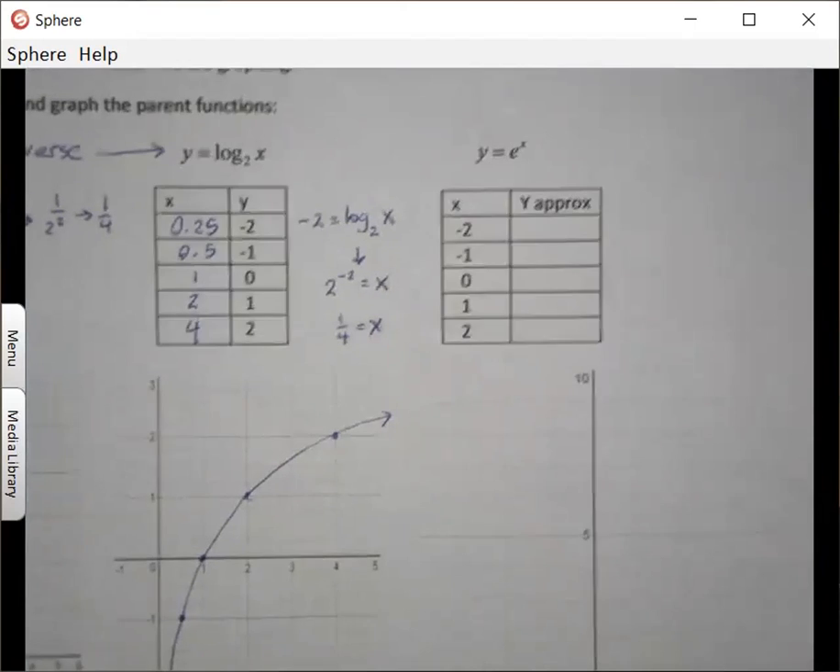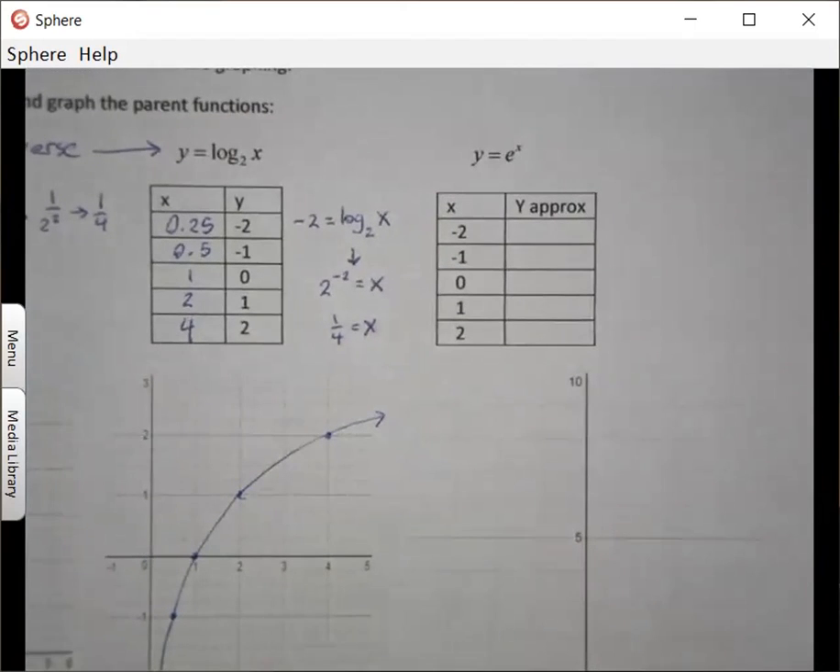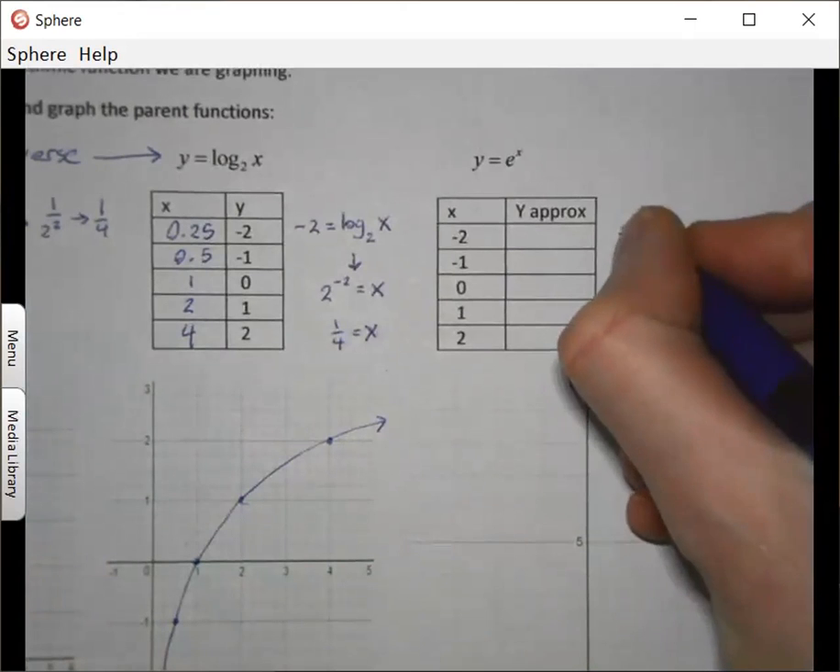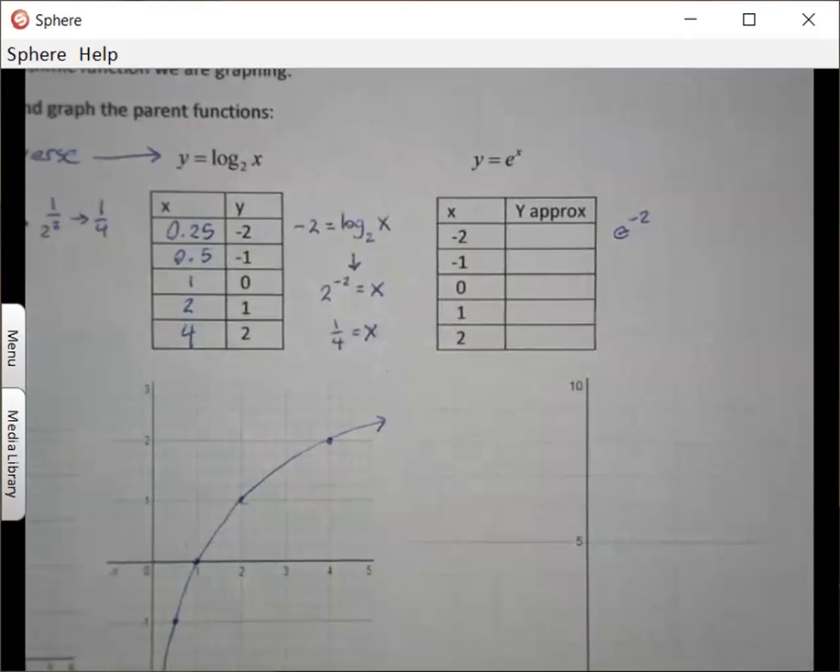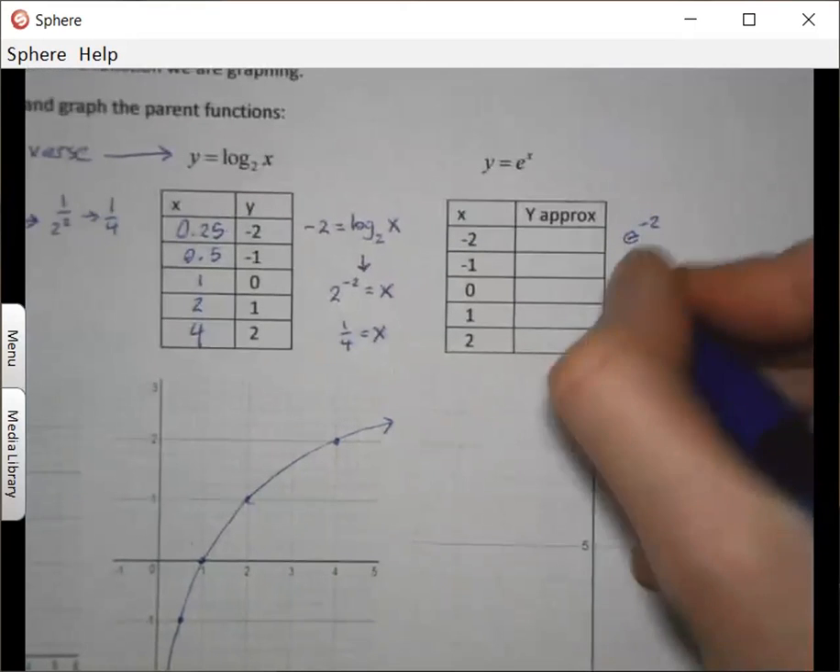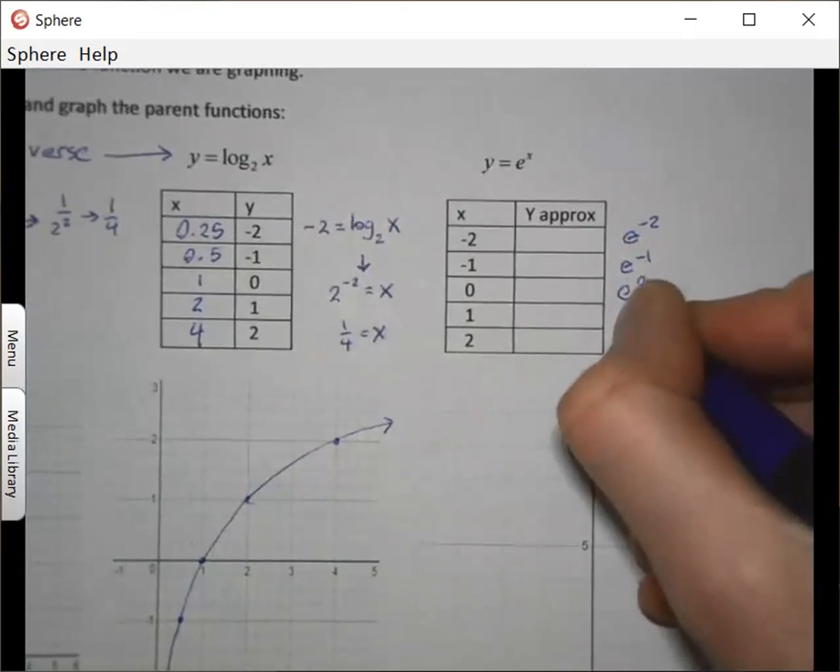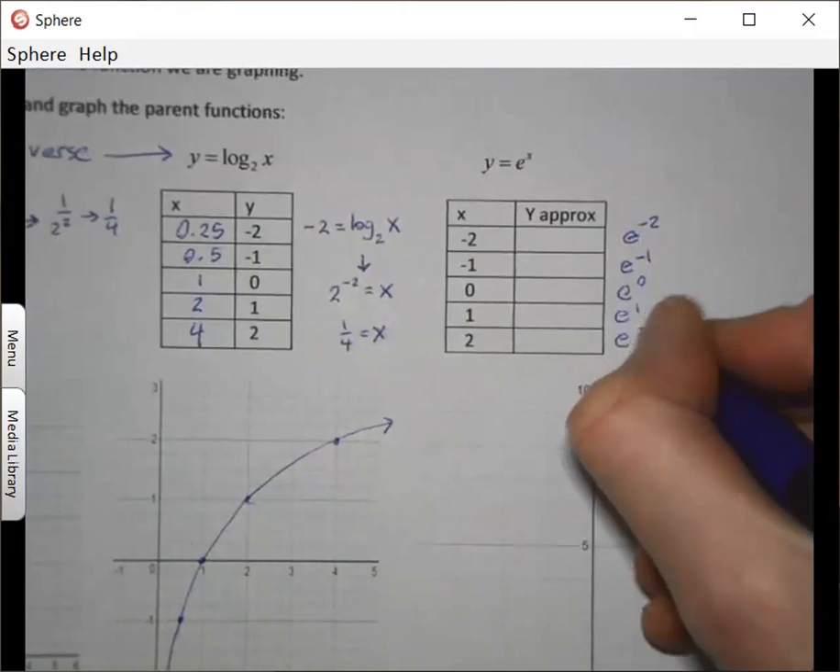Now, whenever we're making a parent function with a base of e, we always want to write down an approximation. I would suggest starting with the exact and then using a calculator or Desmos to get the approximation. So for example, e to the minus 2, and then e to the minus 1, e to the 0, e to the first, e to the second.